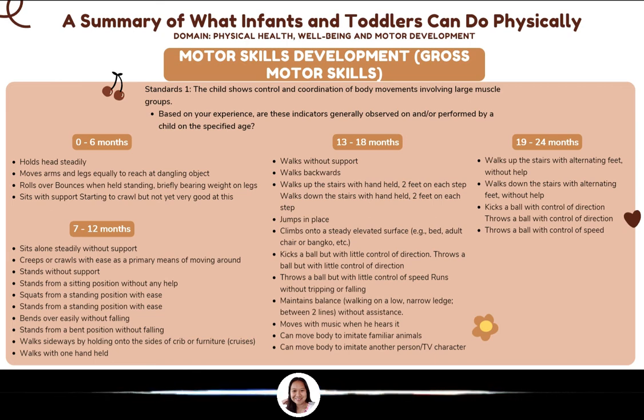In 19 to 24 months, the child can walk up the stairs with alternating feet without help. Walks down the stairs with alternating feet without help. They can kick a ball with control of direction. Throws a ball with control of direction. They can also throw a ball with control of speed.